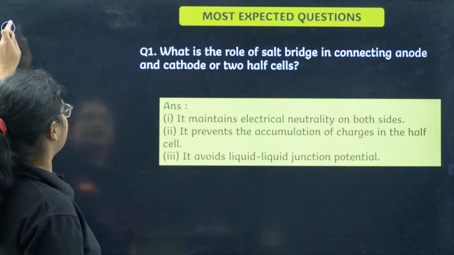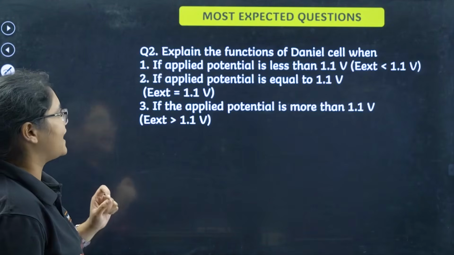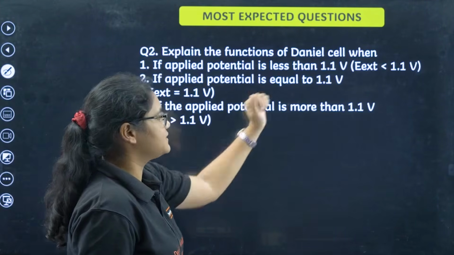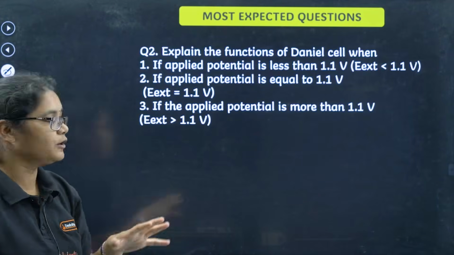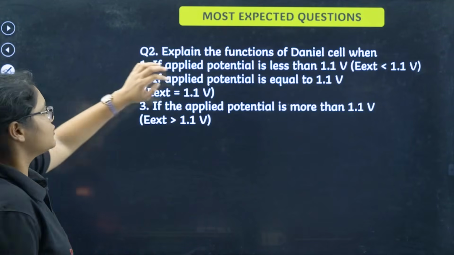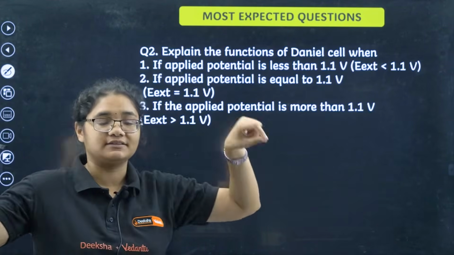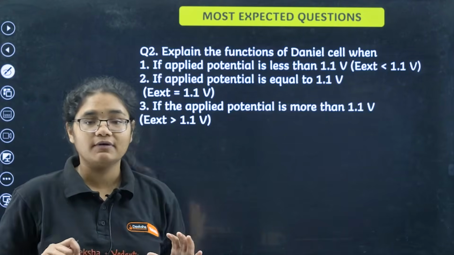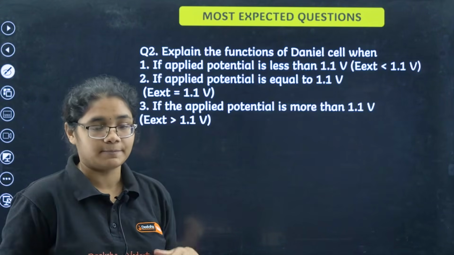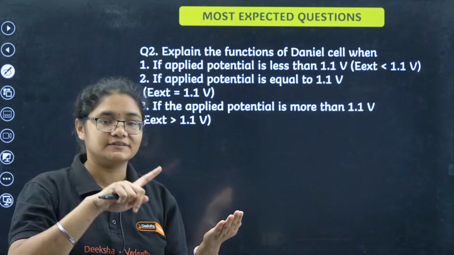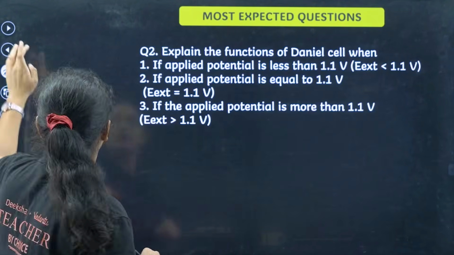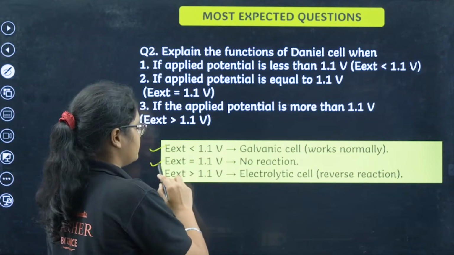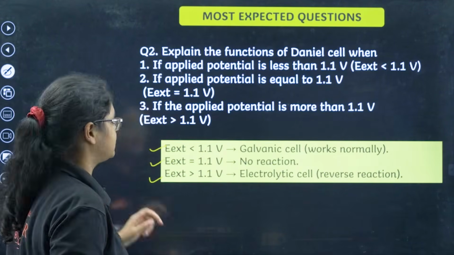Okay, moving to the next one, what is the function of the Daniell cell if a potential applied is less than 1.1, equal to 1.1 and more than 1.1? If the external potential you give is less than 1.1, it will work as a galvanic cell. Equal to 1.1, the cell will stop functioning. More than 1.1, the opposite, reverse reaction will take place, or the current will flow in the reverse direction. So it will work as a galvanic cell, then no reaction, and then an electrolytic cell.